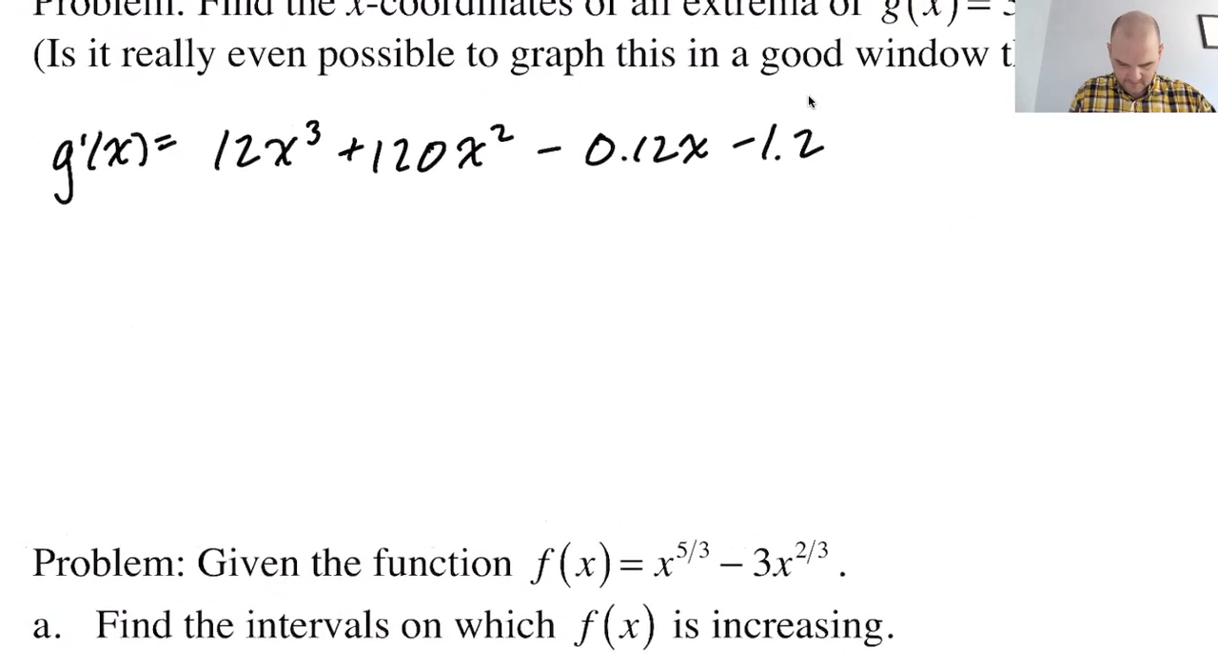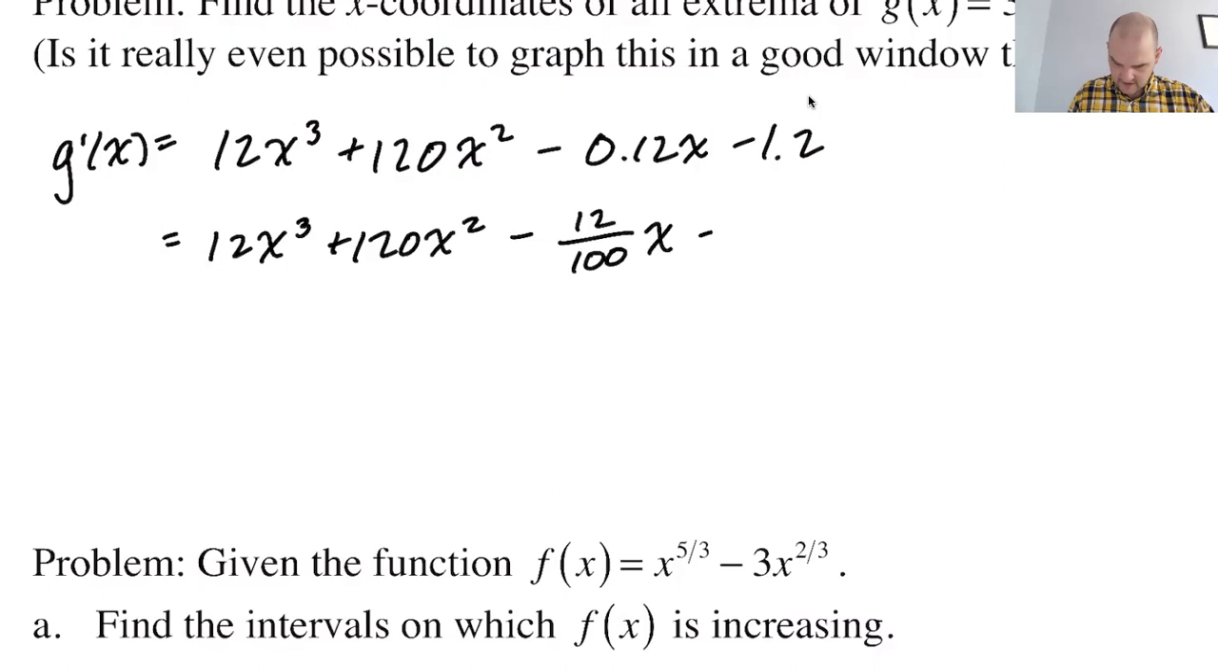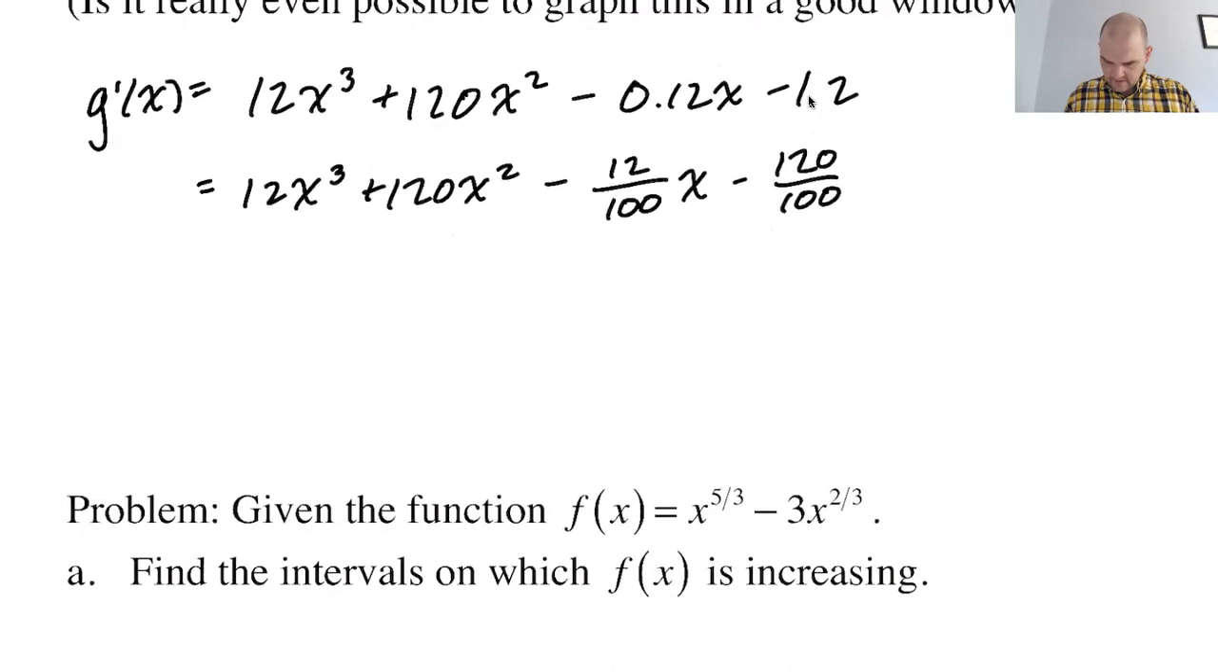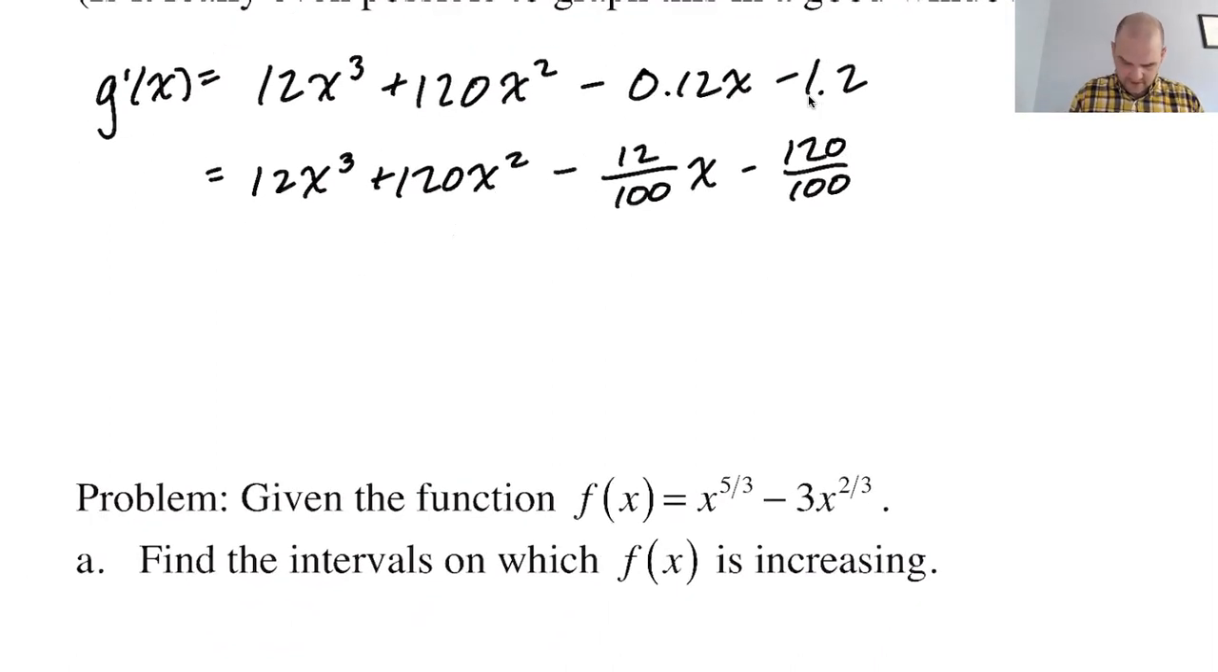So let's see. I'm going to make this 12x cubed plus 120x squared, minus 12 out of 100 x, and this 12 out of 100, and then what should I make that? 120 out of 100? Okay. Then I can take out 12 over 100. So I'm going to factor by grouping.